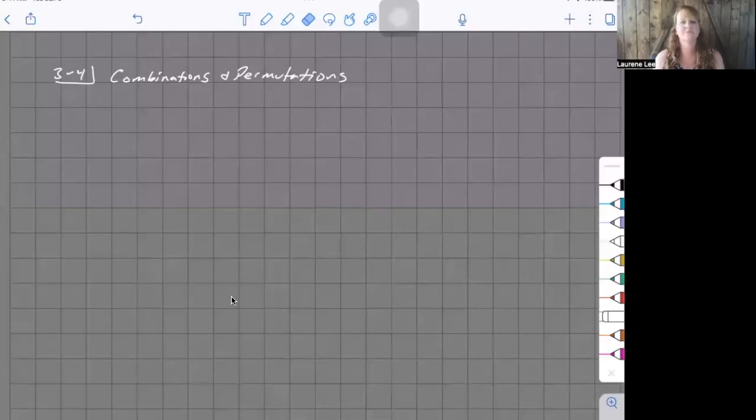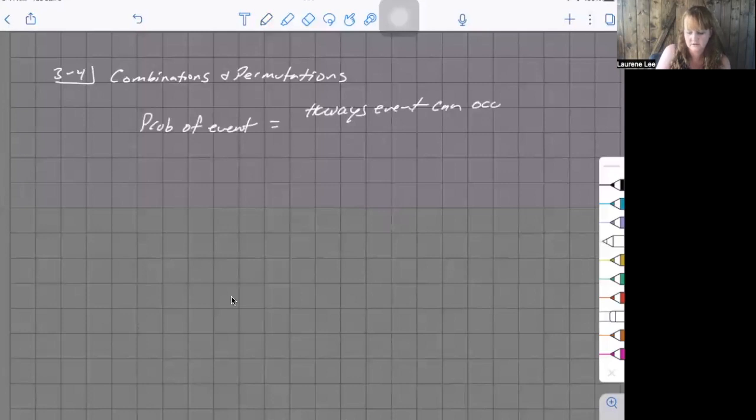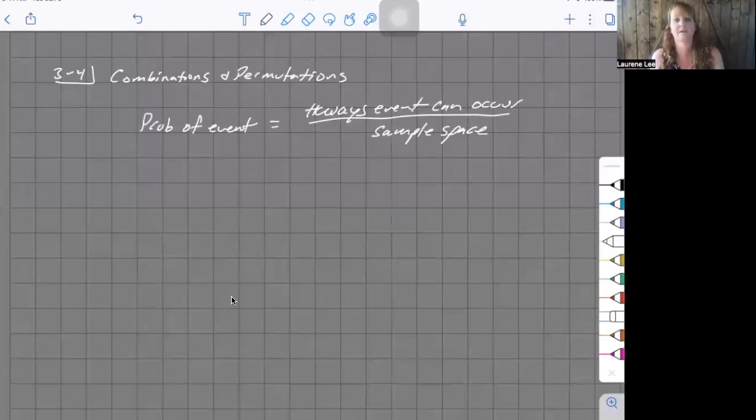Hey, today we're talking about combinations and permutations. As a review, probability: if we want to find the probability of an event, we take the number of ways the event can occur over the sample space, or the total number of options for an event.